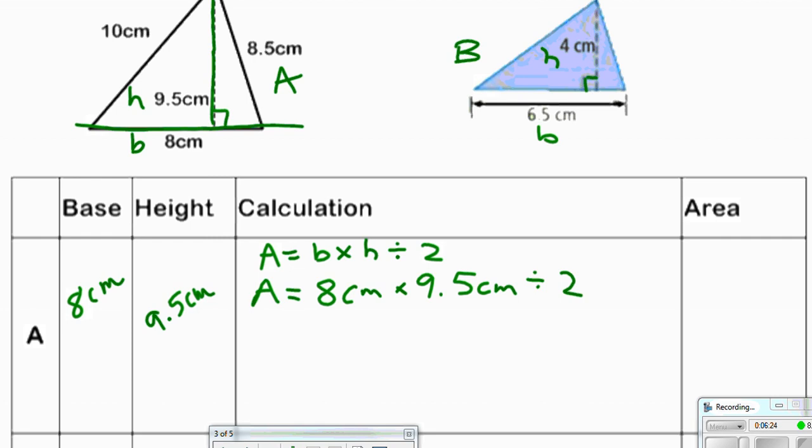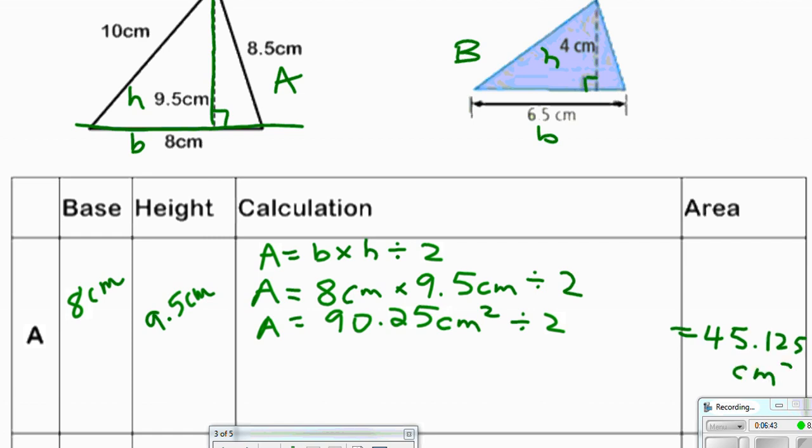And so when we go 8 times 9.5, we get 90.25 centimeters squared. And then we divide that by 2. And so we get a final area of 45.125 centimeters squared. And yours should all be in one straight line. I ran out of room.